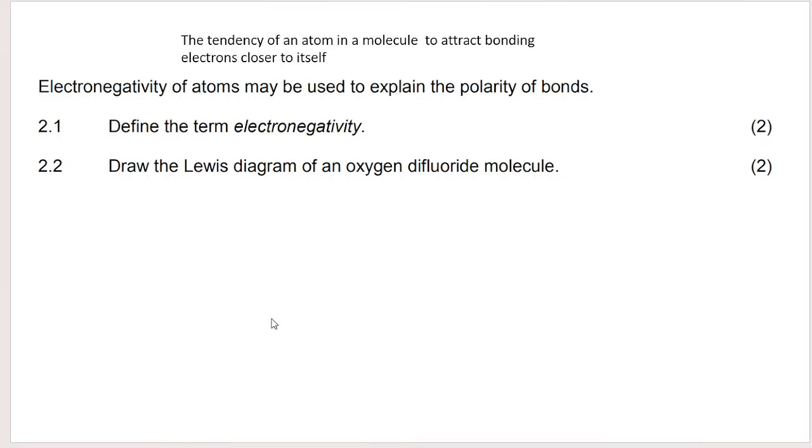Draw the Lewis diagram of an oxygen difluoride molecule. Now, just by giving us the name oxygen difluoride, di means 2. So oxygen difluoride has 2 fluorine atoms. That's what I'm trying to draw. So as I've mentioned before, we know oxygen has 6 valence electrons, which means it needs 2 more to reach octet structure. Each fluorine will have 7 valence electrons, each of them needing 1 more to reach octet structure.